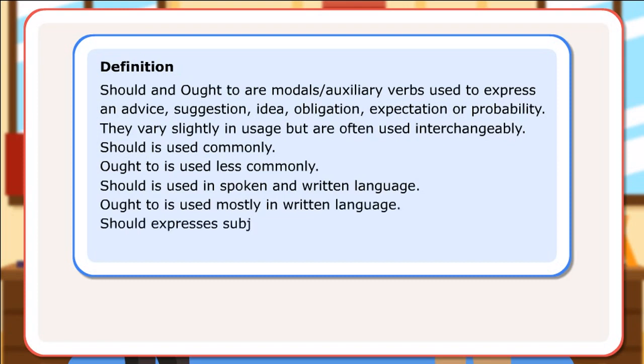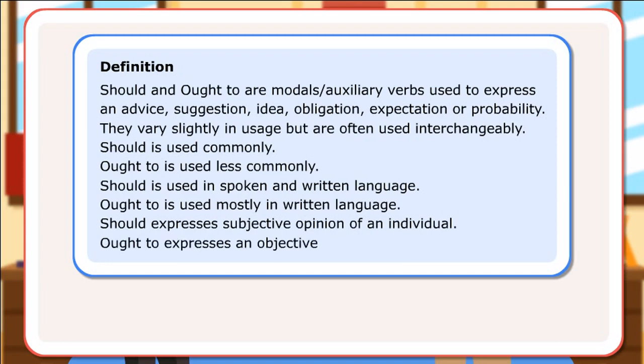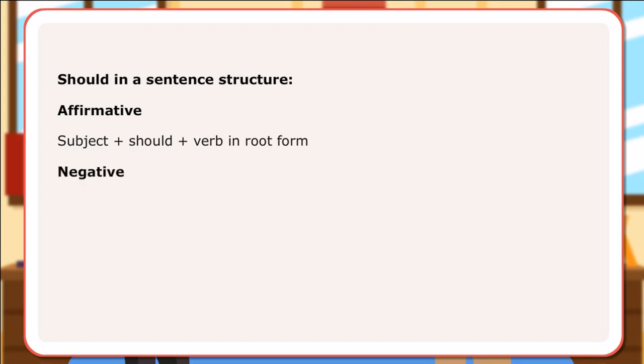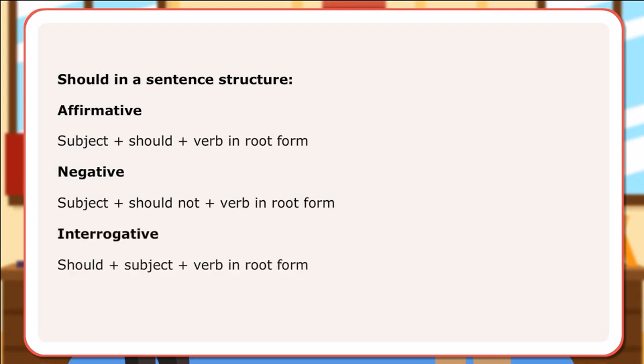Should expresses the subjective opinion of an individual. Ought to expresses an objective view and is more emphatic. Should in a sentence structure. Affirmative: subject plus should plus verb in root form. Negative: subject plus should not plus verb in root form. Interrogative: should plus subject plus verb in root form.